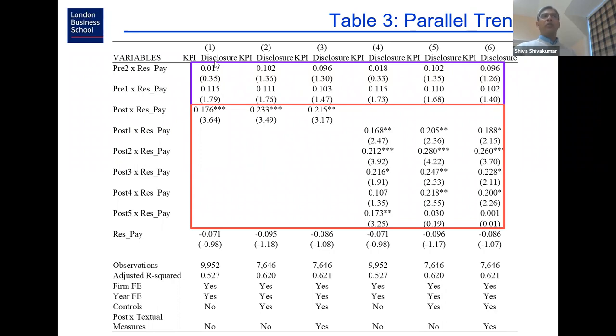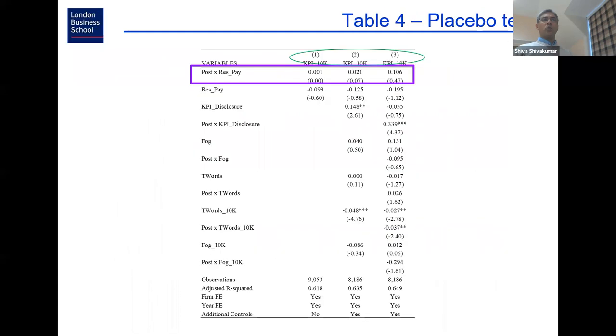And for all our pre-periods, we find that there is no significant relation between the excessive pay packages and KPI disclosures. So this suggests that the increase in KPI disclosures is relatively permanent and it exists for several years after the SOP was adopted. So it's not a one-off increase that comes back down again after the SOP was introduced.